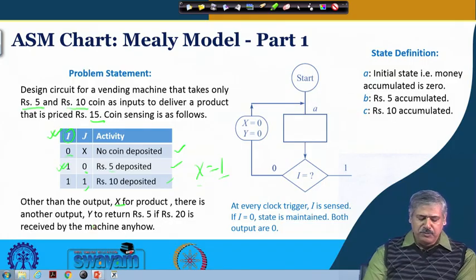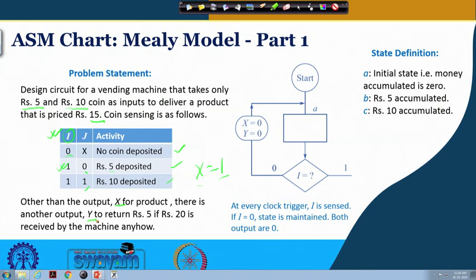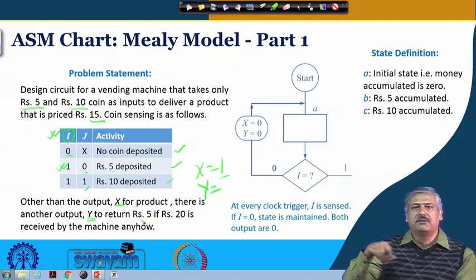Another output is y. If by any sequence the machine receives rupees 20, say rupees 10 and then again rupees 10, because the customer had two coins of rupees 10, then in that case, other than the product, rupees 5 needs to be returned. That is what y is. y is otherwise 0. When y becomes 1, rupees 5 is returned. There is a particular place where a stack of rupees 5 coins is kept, so some spring pushes out a rupees 5 coin and it is returned to the customer.